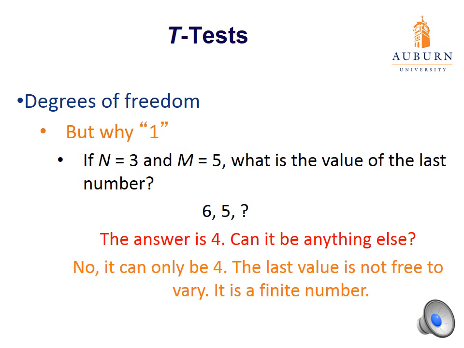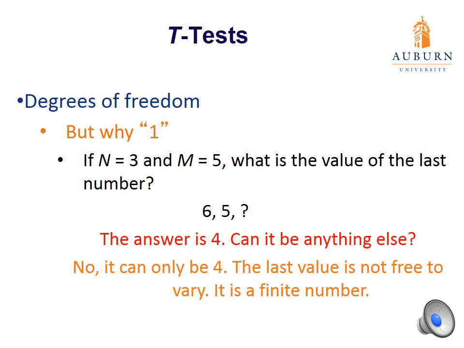If you said no, then you would be correct again. It can only be 4. It can't be any other number but 4, because we have to meet the criteria of the average equaling 5. And so for the average to equal 5, our 3 numbers must add up to 15. So 15 divided by 3 is 5. And so if I know that I have a 6 and a 5, in order to get 15, I have to have a 4. And it can't be any other number.